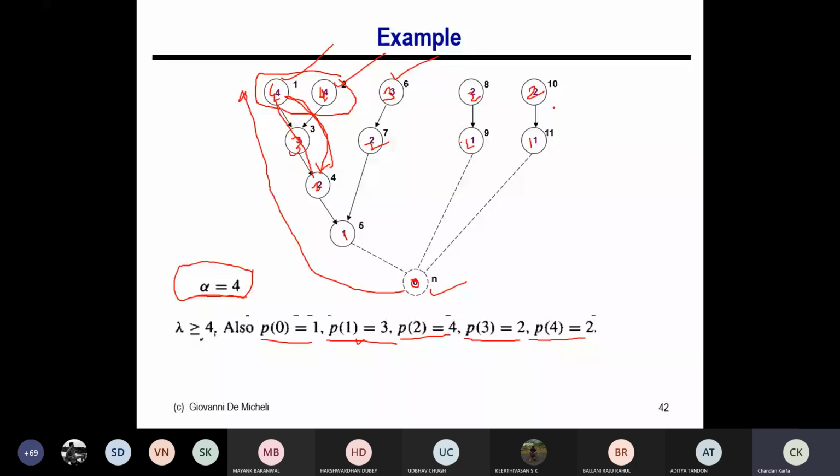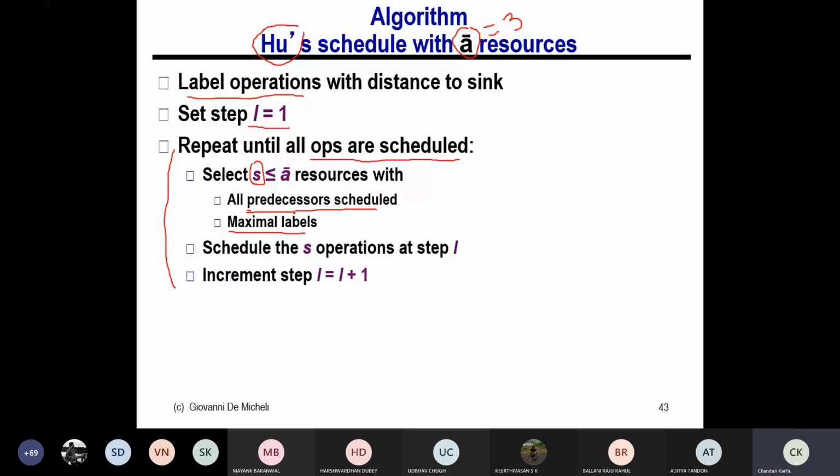In every time step you identify a subset of nodes A which satisfies the resource bound. In some cases, you might have a selection which is less than A also. It might happen. Then there is no other choice. You just schedule them, right? But in general, if S is more than the number of resource bound, you select those which give the maximal summation of the level, right? And then you just schedule those operations in the time step L, and then you go to the next step. Right? A very simple algorithm.